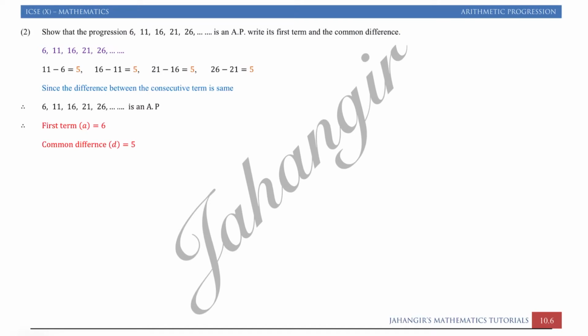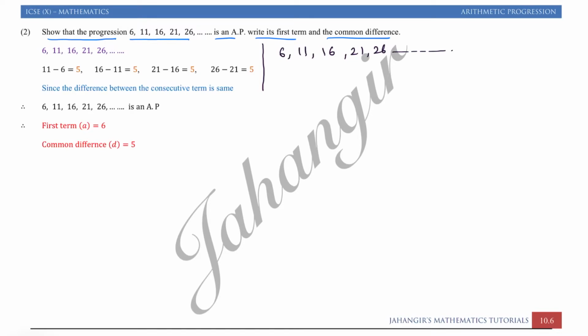Main question number 2: Show that the progression 6, 11, 16, 21, 26 is an AP. Write the first term and the common difference. So first we have to show whether 6, 11, 16, 21, 26 is in AP or not. So we are going to write 6, 11, 16, 21, 26, and so on.